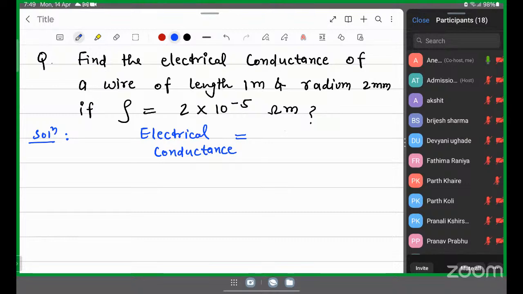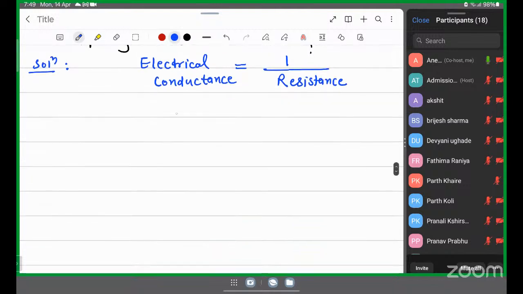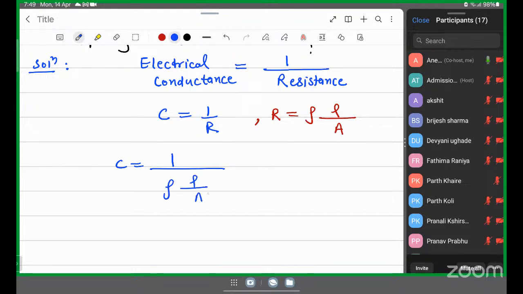Electrical conductance is defined as the reciprocal of resistance. So we write it as electrical conductance C is equal to 1 by R. So to find out electrical conductance, we have to work on resistance. And what is the resistance of a wire? Resistance R is given by rho L by A. So if you put the value of R into the expression, this will look like 1 over rho L by A, which means conductance can be given as A divided by rho into L.